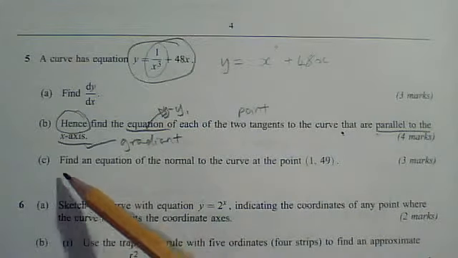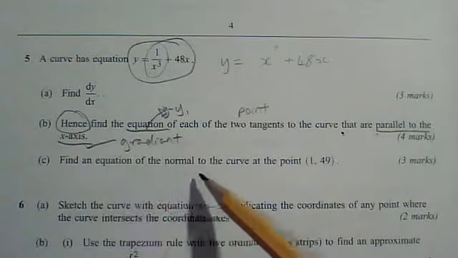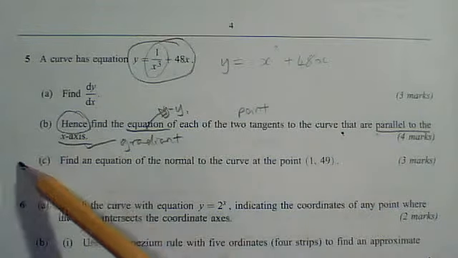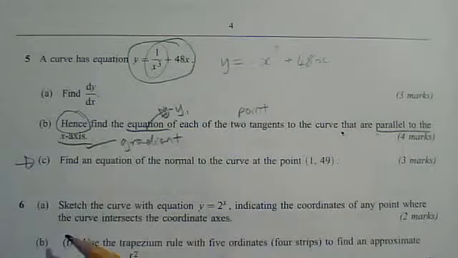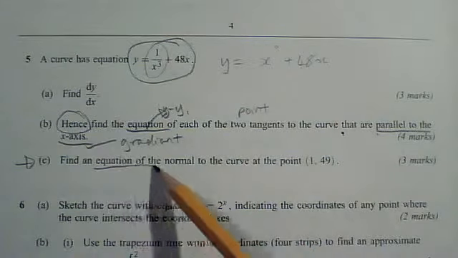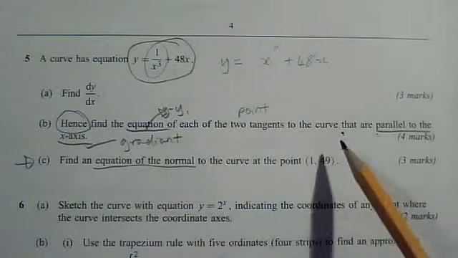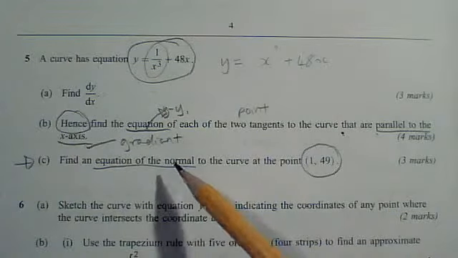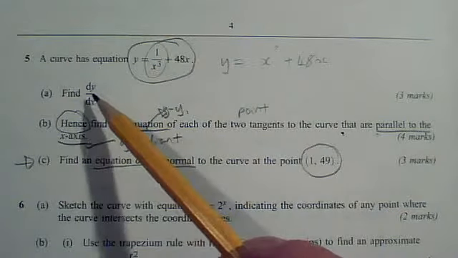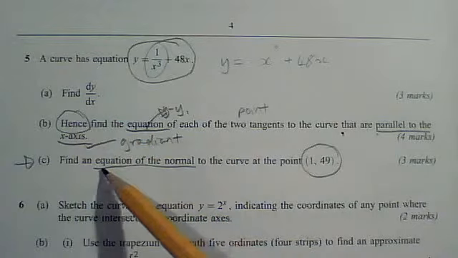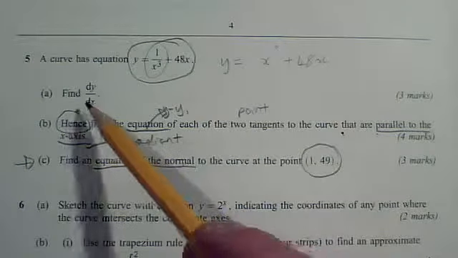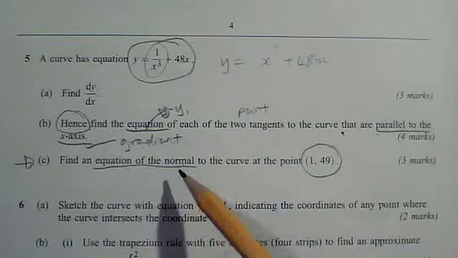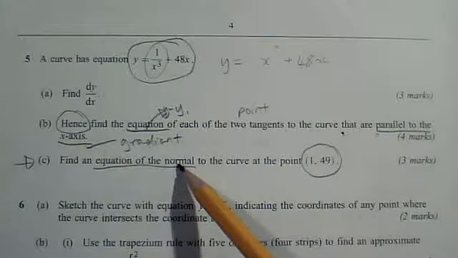And then in part C, find an equation of the normal of the curve at the point (1, 49). This is a re-entry point. As long as you've got dy by dx, all you need for the equation of a normal is a point and a gradient. There's your point. You need to find the gradient. Dy by dx gives you a gradient, but it needs adjusting to find the equation of the normal. Remember, dy by dx is the gradient of the curve itself, and we need to adjust that to get the gradient of a normal to a curve.